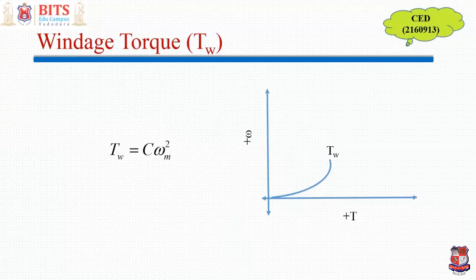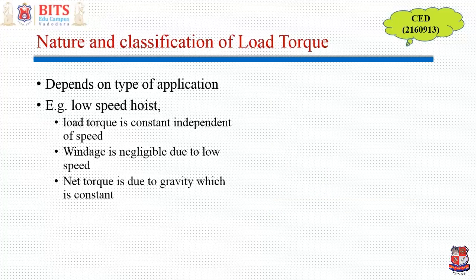That's why windage is a predominant case in high speed trains, you can say aeroplanes, which are running at very, very high speed, right? So this is how you can classify based on the types. Now, depending on the type of application or depending on the useful work which it has to do, you can classify load torque on the following cases. These are the few main categories. Depending on type of application, I can have an application like low speed hoist, where load torque is constant and it does not depend on speed.